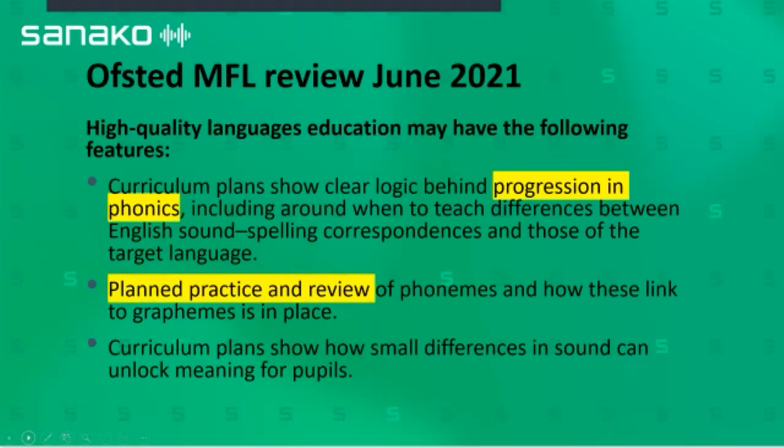The Ofsted review also said that curriculum plans need to show clear logic behind progression, including around when to teach particular phonemes. So you would have to choose which phonemes you're going to teach to begin with, and you'd have to have a rationale. And it also says that planned practice and review of phonemes and how to link these to graphemes should be in place. So we will have a look at this as part of our webinar today.